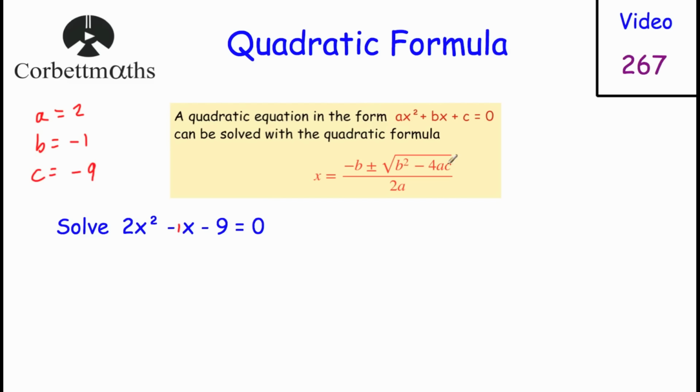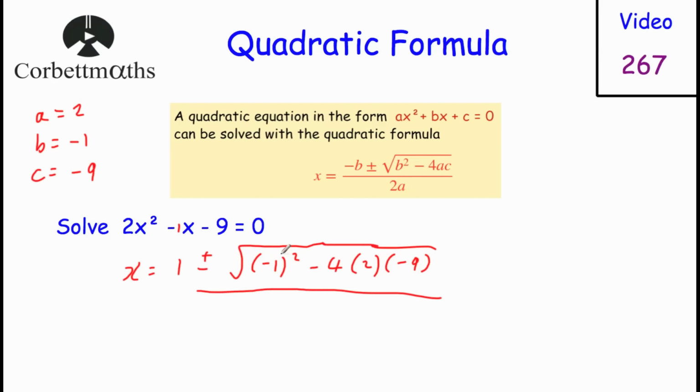Now we're going to substitute those into the quadratic formula. So x equals negative b. Well, b is minus 1, so negative b, if it's already negative, that's going to make it positive, so that's going to be 1. Plus or minus the square root of b squared, well, minus 1 squared, minus 4 times a, and I just put it in brackets, so that's 2, times c, which is minus 9, like so. And that's all divisible by 2a, and 2 times a is equal to 4. So we've got x equals 1 plus or minus the square root of minus 1 squared minus 4 times 2 times minus 9, all divided by 4.